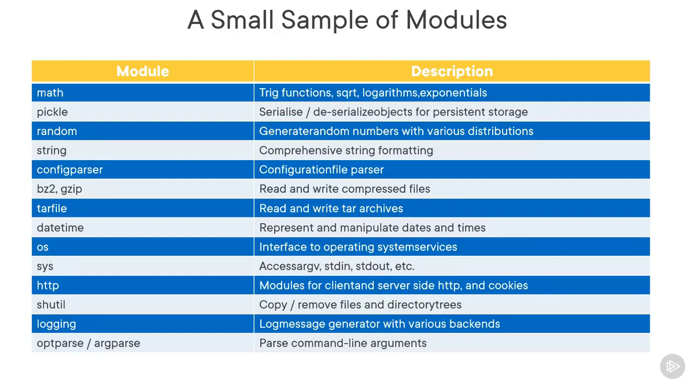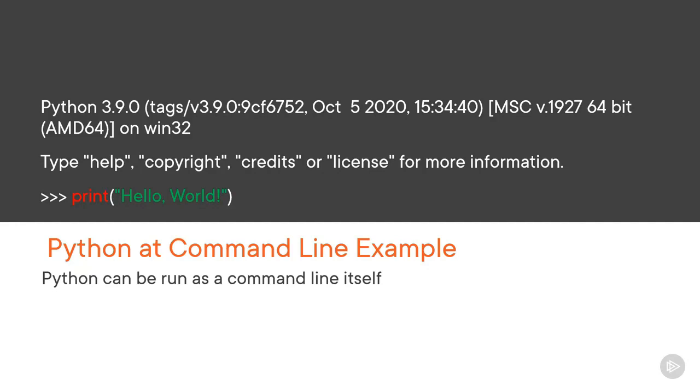Now, this is just a sample of the modules. There's a huge list out there, and I'd recommend that you go out to the module index and check that out or run the help command. Now, here's another example of Python code, and this is just showing you that you can run the Python code right in the command line itself. And so this is an example of simply doing a print of hello world. And so pretty straightforward there.